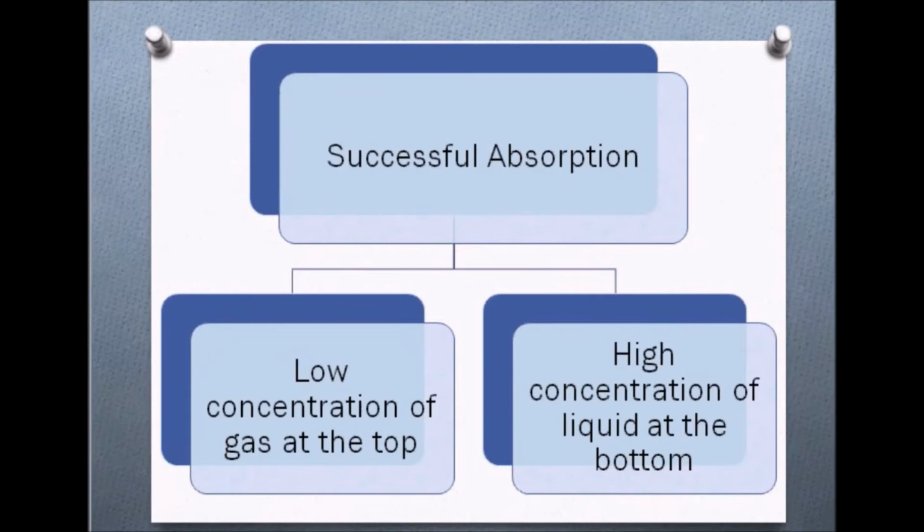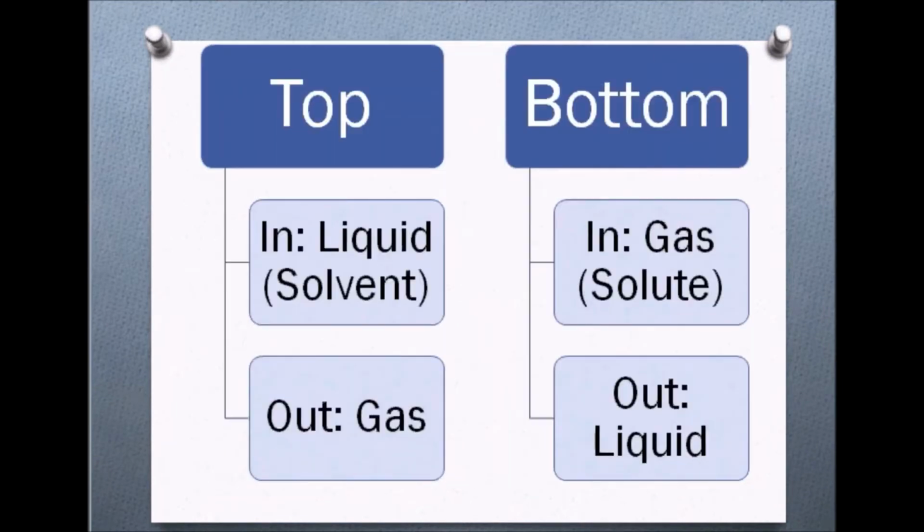For successful absorption, the concentration of gas at the top is low and the concentration of liquid at the bottom is high. At the top, the inlet is liquid or solvent, the outlet is gas. For the bottom, the inlet is gas or solute, the outlet is liquid.